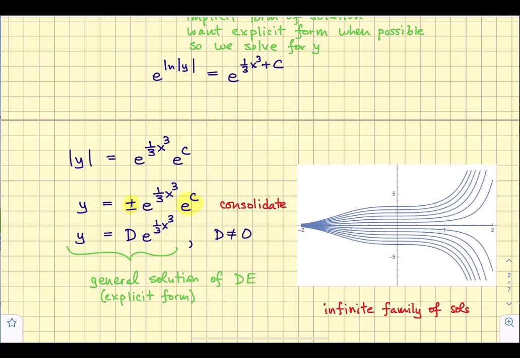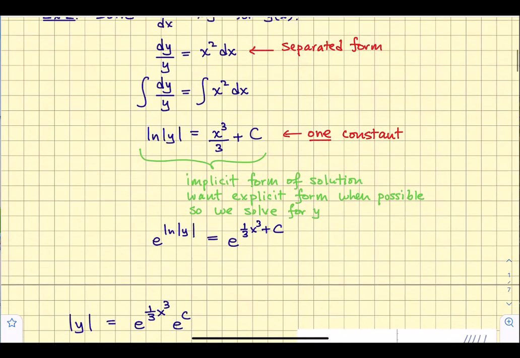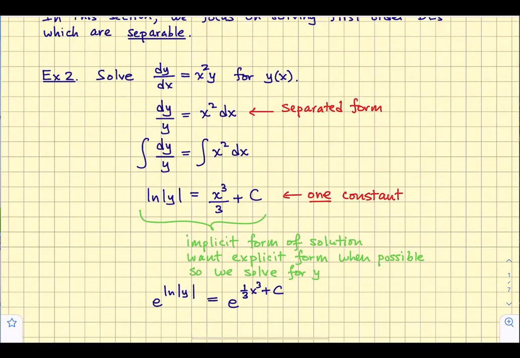Here, d is an arbitrary constant with the only stipulation that d cannot be 0, because this could not be 0, and then we're taking plus or minus that quantity. This we would call the explicit form of the general solution to the differential equation. This is all of the functions that satisfy this differential equation.